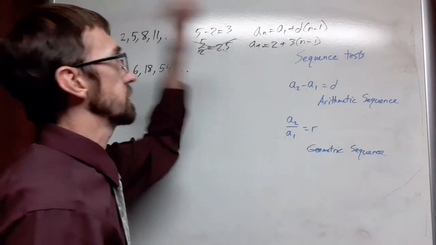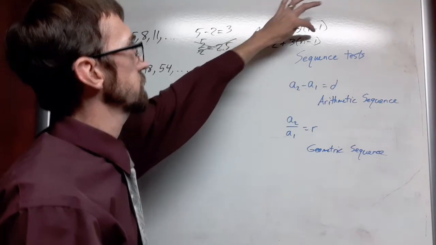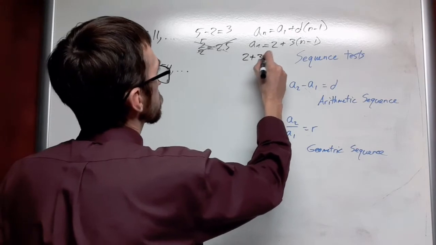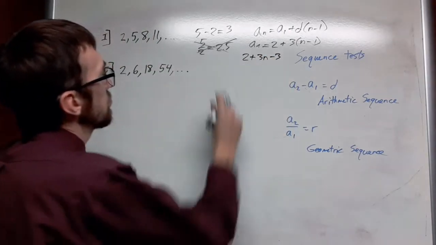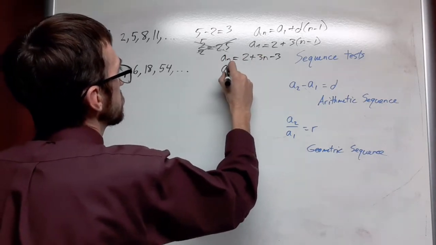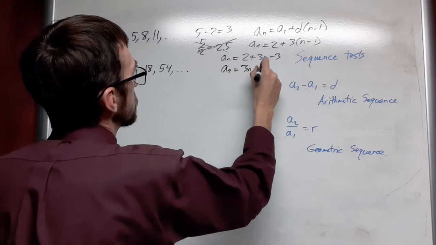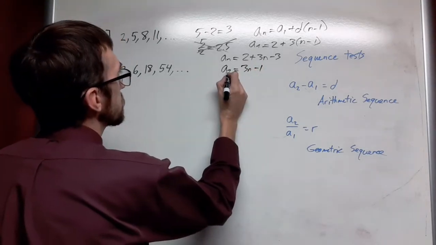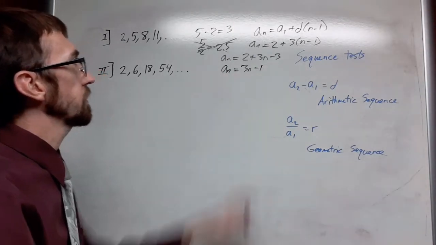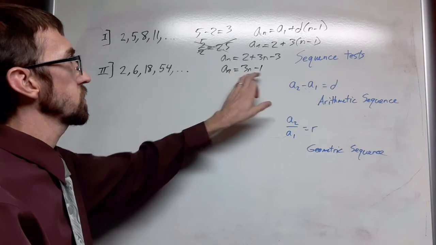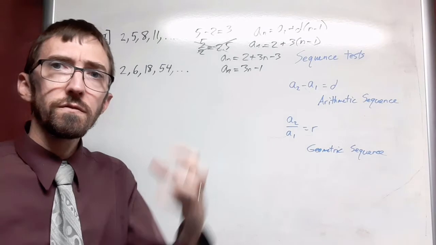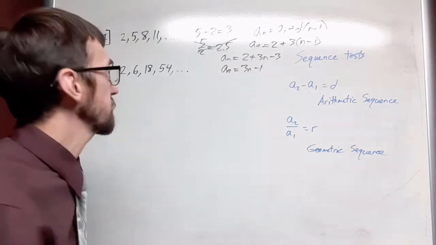So now we can simplify this. We can multiply 3 times n and 3 times negative 1 using distribution. So I have 2 plus 3n minus 3. And I'm going to simplify where I can. And so at this point, I have a sub n equals 3n minus 1. You may notice that this is the slope-intercept form of a linear equation.